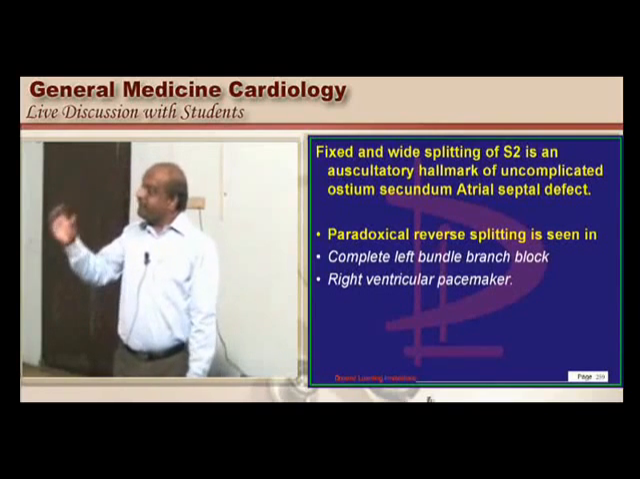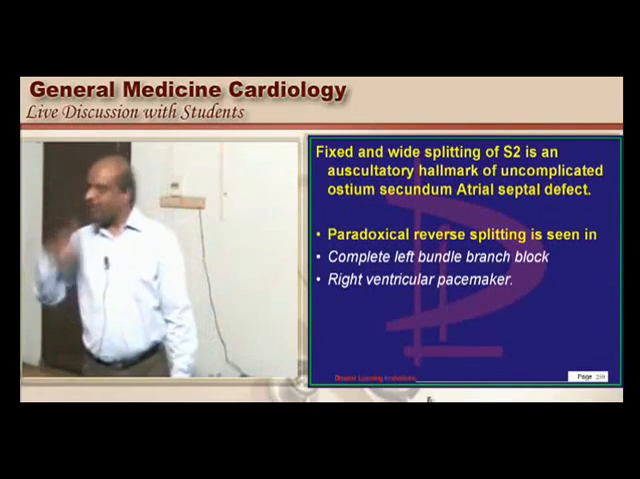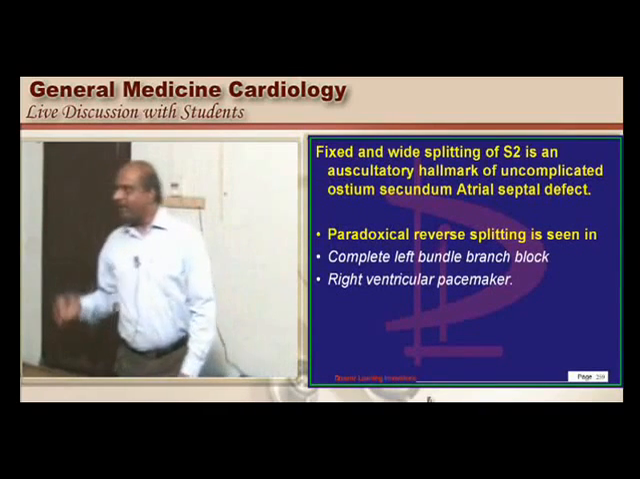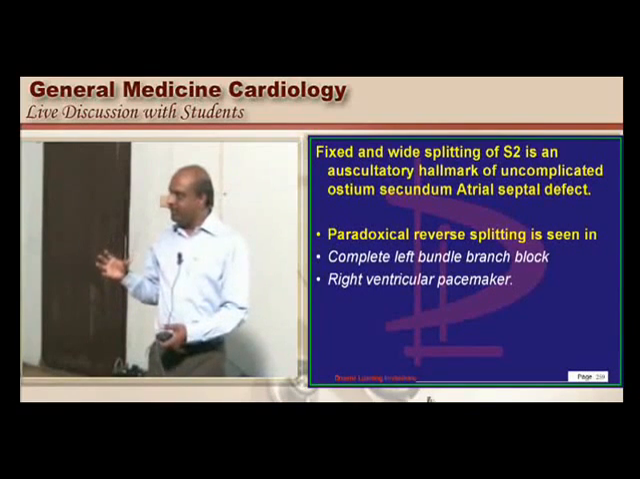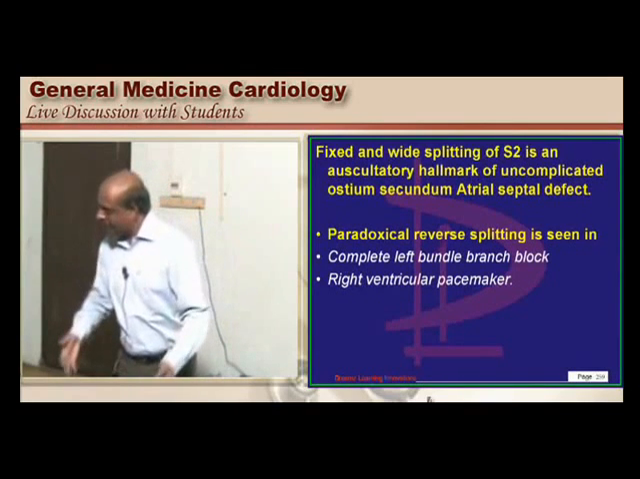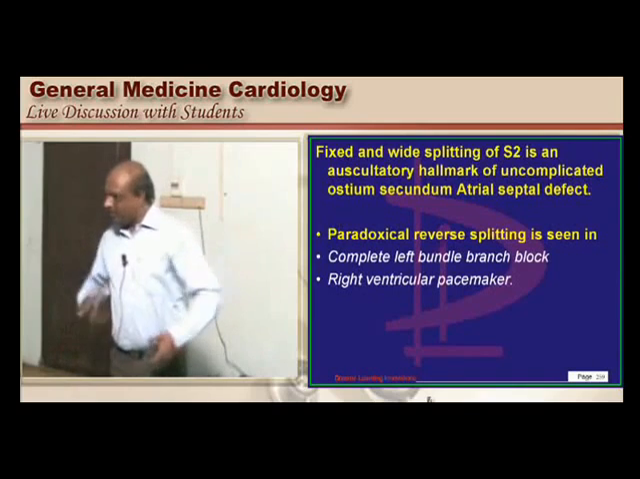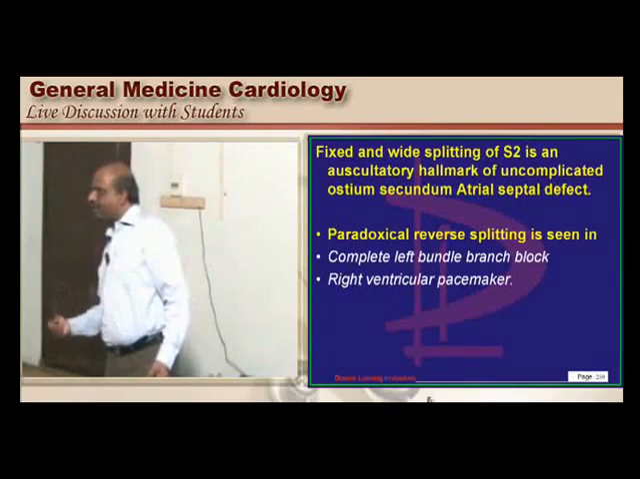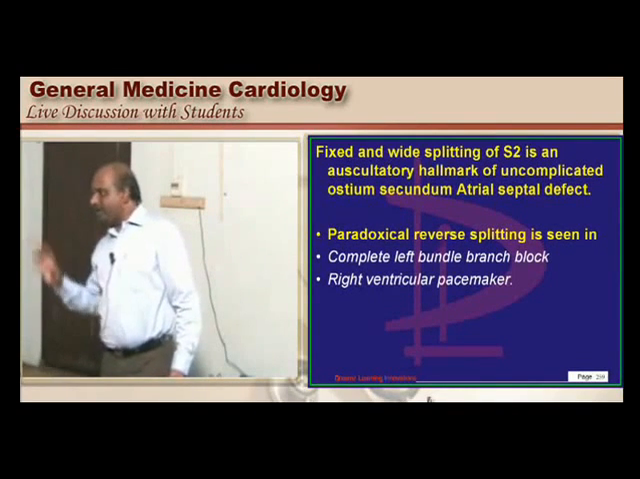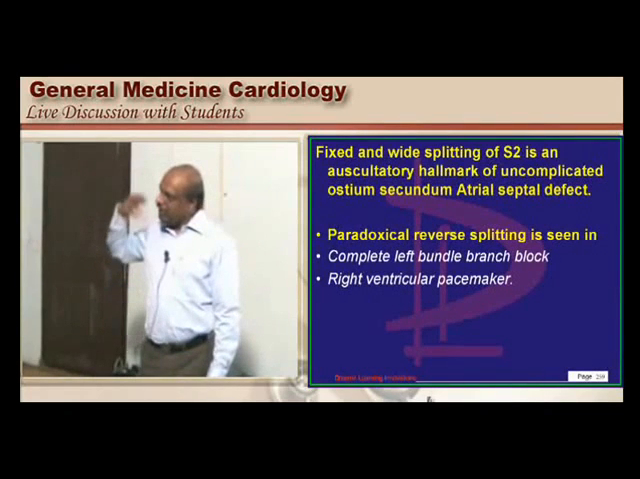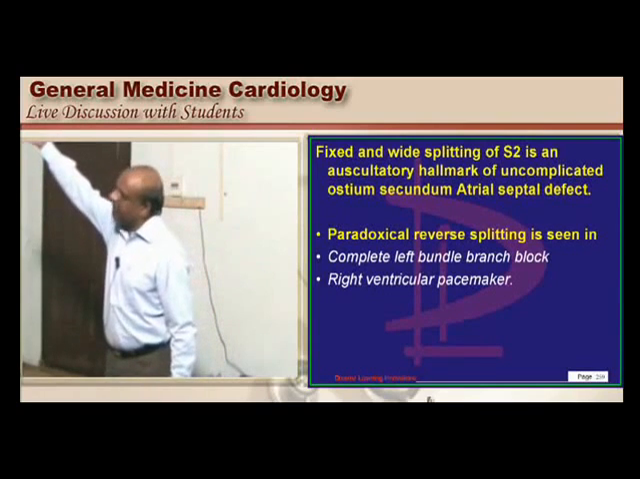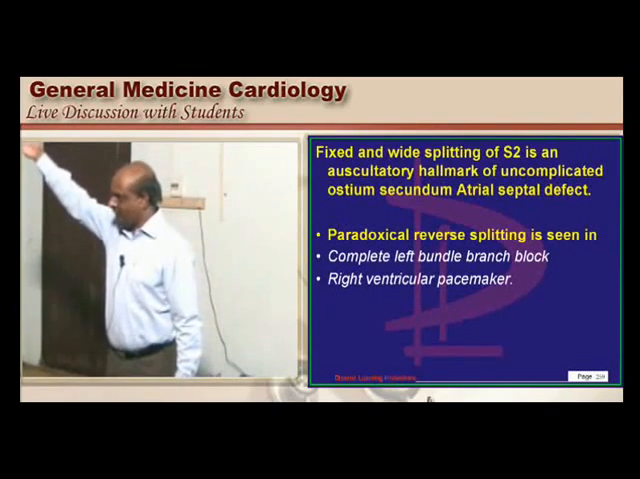What do you mean by fixed split? Normally with inspiration, there is an increased venous return into the right side of the heart, and that will make the right ventricle receive more blood. The right atrium receives more blood from the systemic veins. Inspiration will cause increased venous return to the right atrium, into the right ventricle, into the pulmonary valve. So the pulmonary valve becomes further delayed. So generally during inspiration there is increased venous return, increased flow across the pulmonary valve, and increased widening of S2.